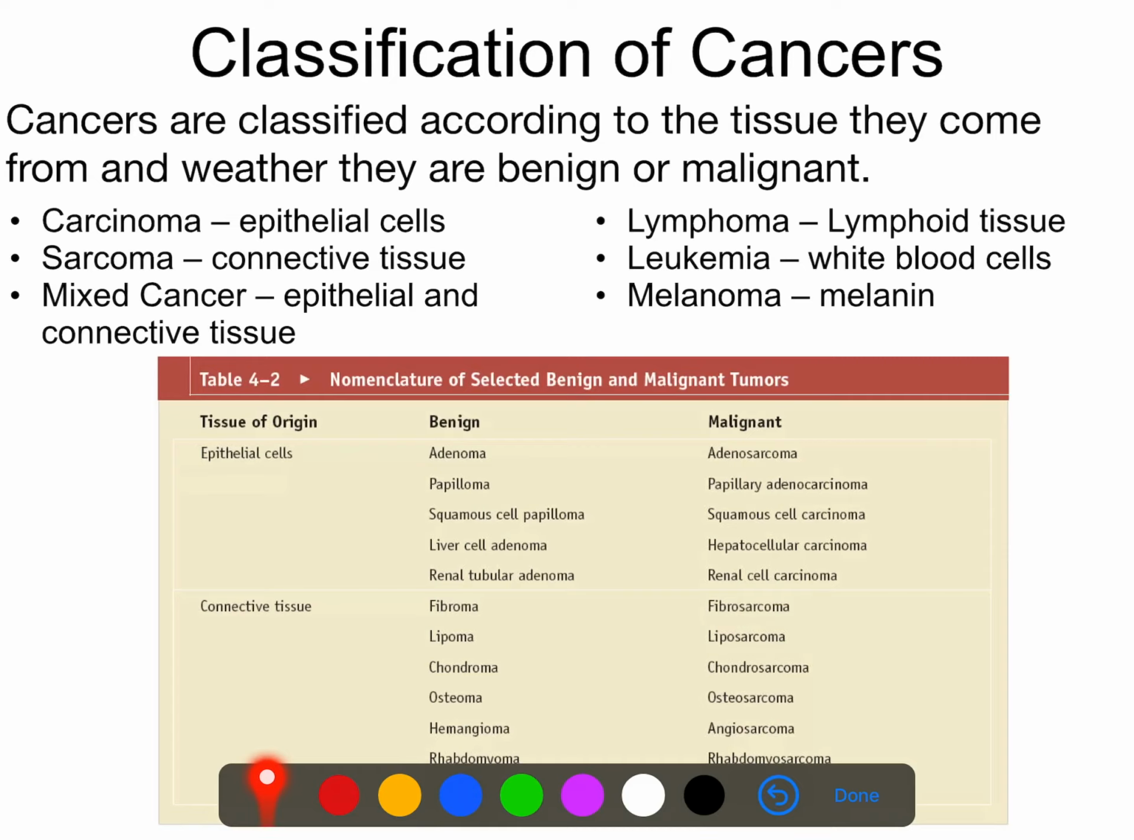Cancers are usually classified according to the type of cell and type of tissue they come out of, and whether they're benign or malignant. I should say tumors are classified. So a carcinoma is epithelial cells. A sarcoma is connective tissue. And mixed cancer is both. Muscular and nervous tissue very seldom generate cancers.